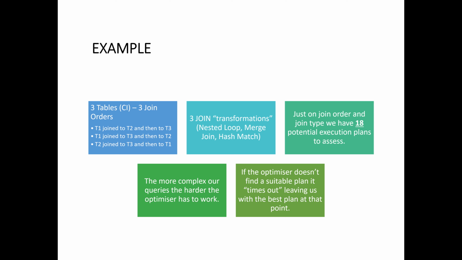If we take a really simple example, 3 tables with clustered indexes on each, and we wanted to join them all, SQL then has to look at the join order first, table 1 to 2, then 3, 1 to 3, then 2, or 2 to 3, then 1. It has to decide on the join transformations for each one. Should it do a nested loop, merge join, hash match? So just on join order and join type, we actually have 18 potential execution plans that it has to assess.